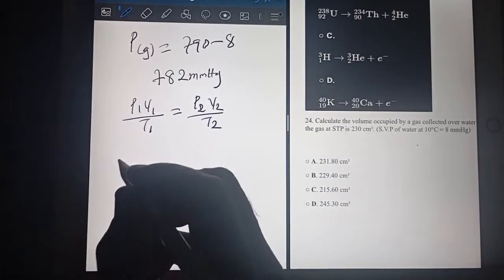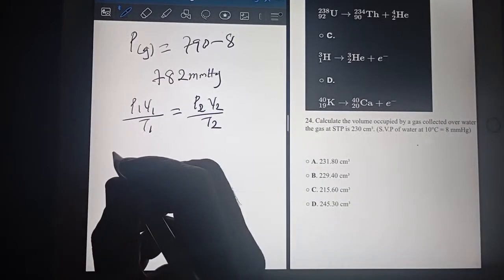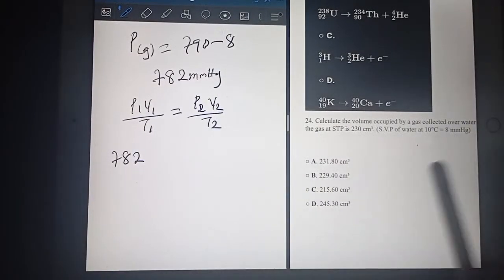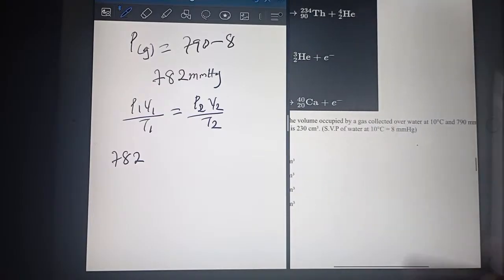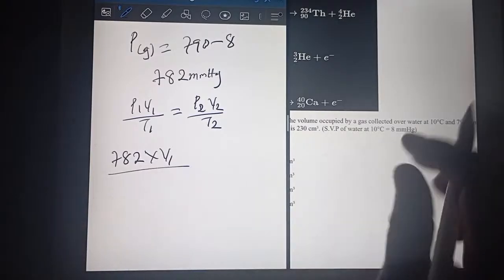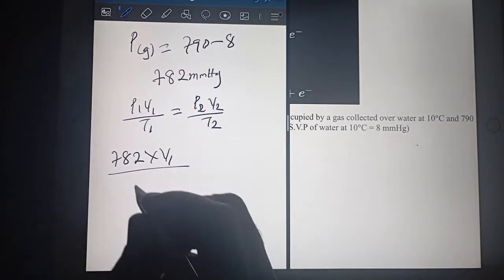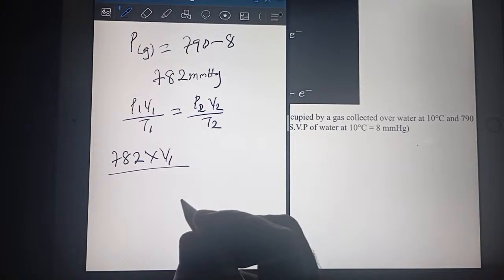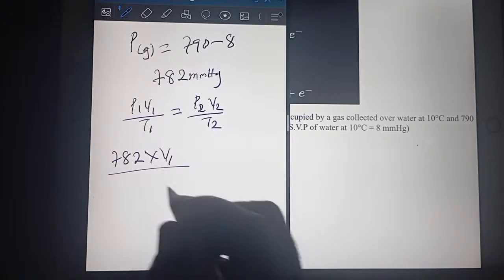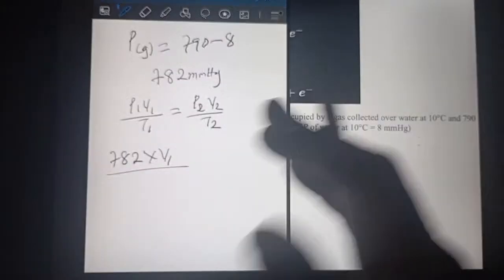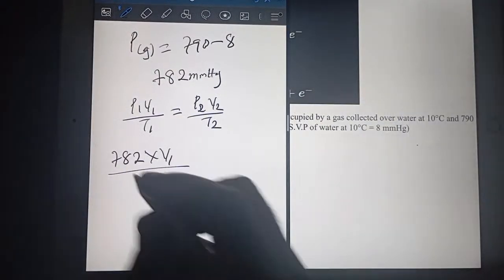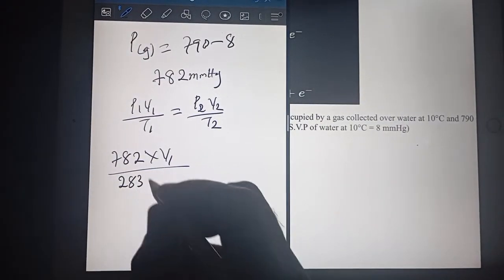We have our P1. P1 here is 782. Don't use 790. Remember, JAMB will place an option where, if you mistakenly use 790, that's the temptation, times V1 all over the T1, which was 10 degrees, and 10 degrees should be converted to Kelvin. Always work in Kelvin. To convert degrees to Kelvin, you need to add 273. So 10 plus 273 is equal to 283, correct?